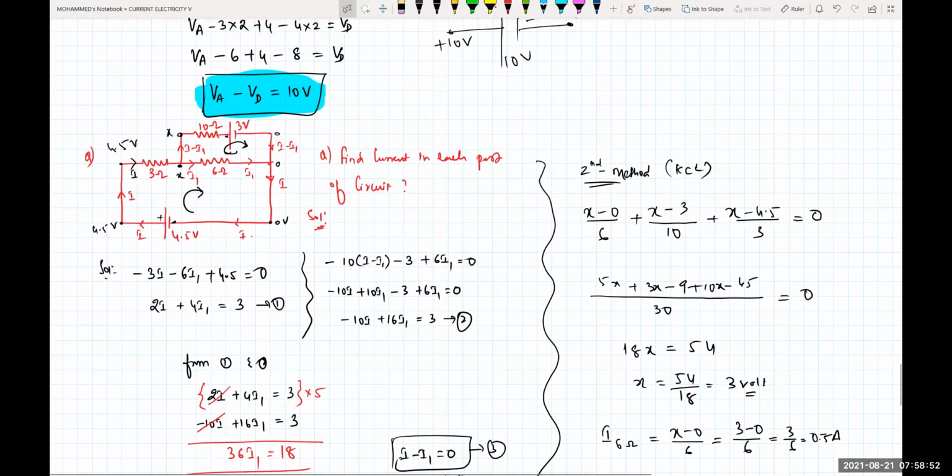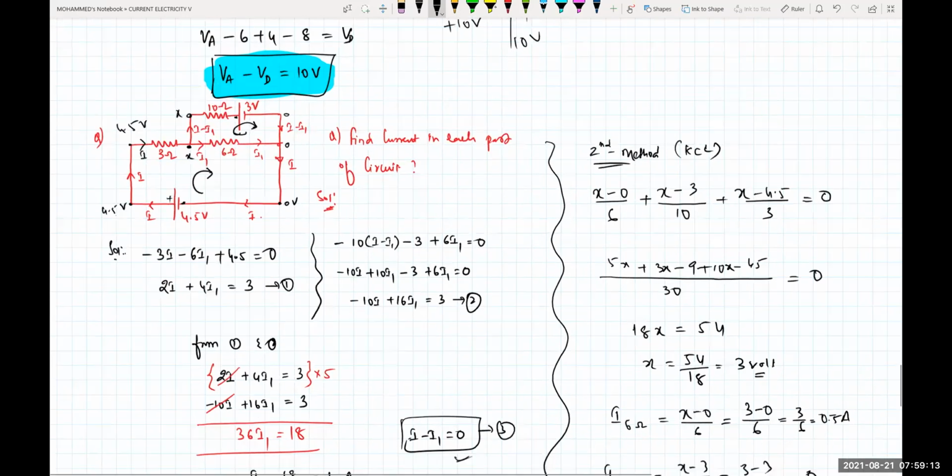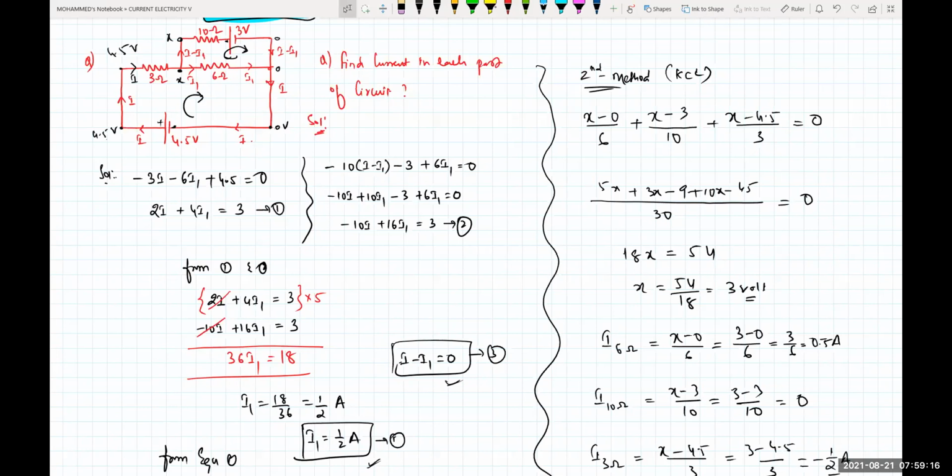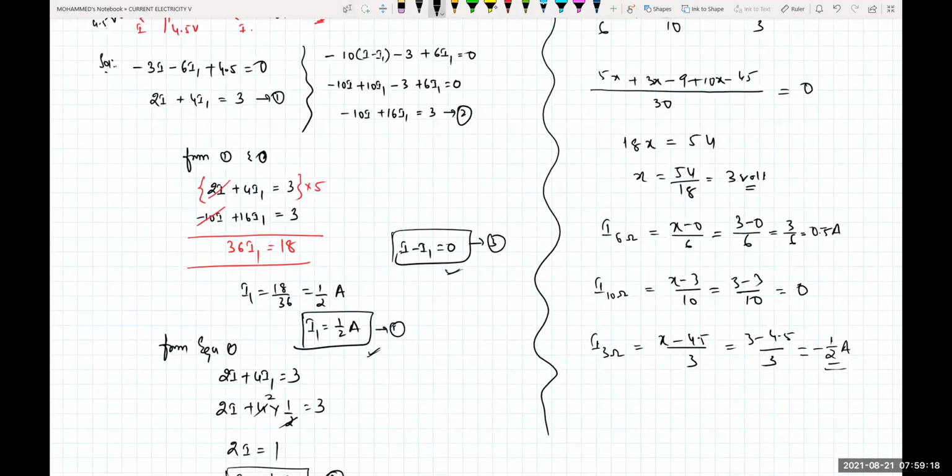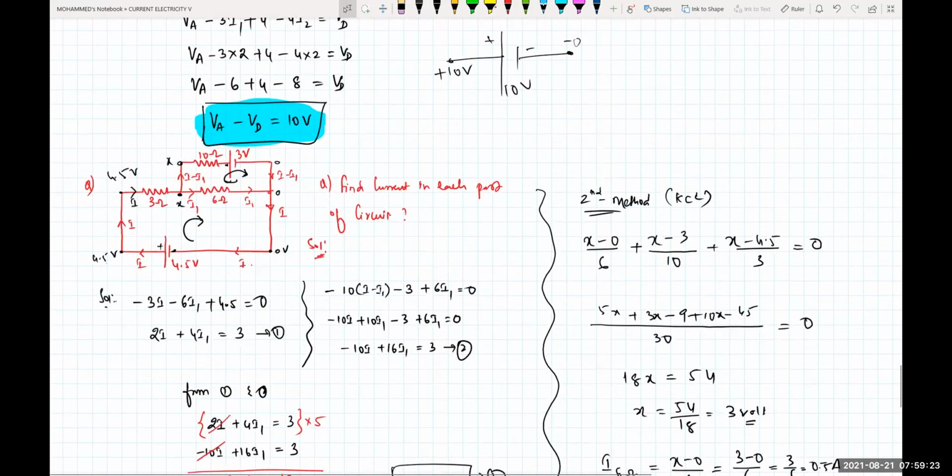It is correct. We took x minus 4.5, but the current is coming from where, beta? From 4.5 to x. We took it as x minus 4.5 now. That means the current will be flowing from x to 4.5. But we got the answer negative. Negative indicates that the direction of the current should be opposite. So the answer is correct for that one. Minus 1/2 ampere as per the given condition, whatever condition I have taken here right now. If it is 4.5 minus x, then it would have been correct. Got it?